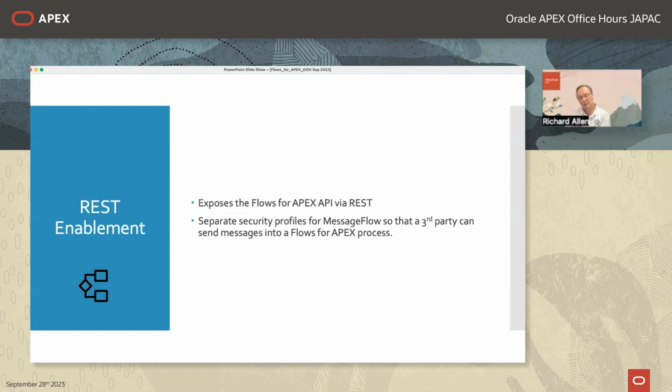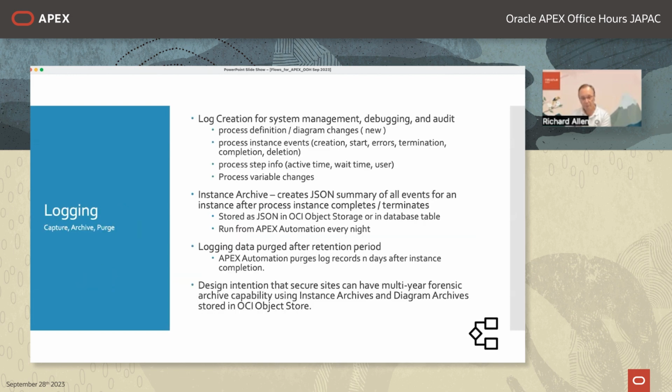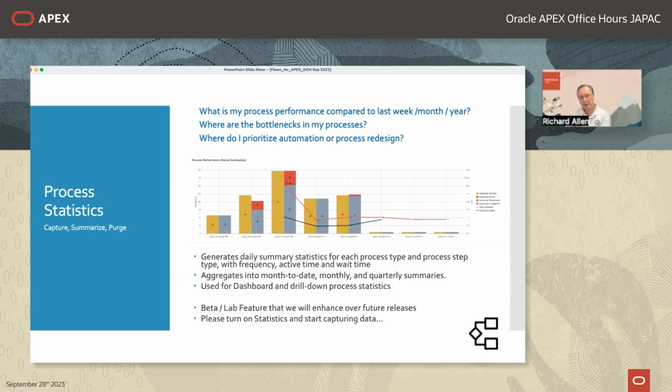The Flows for Apex API is REST enabled, and for more details of that, look at the last Apex office hours presentation. It includes quite a bit of logging and some elementary process statistics capturing, which we put into the last release, so you can start to see how long tasks are waiting for people to do something, etc.